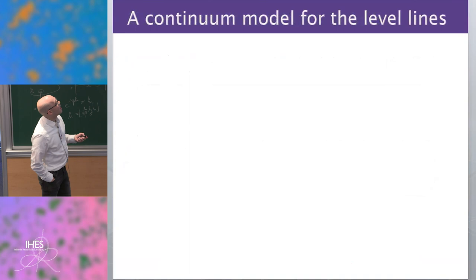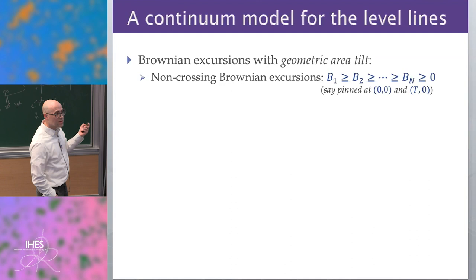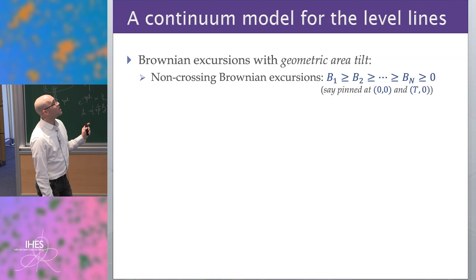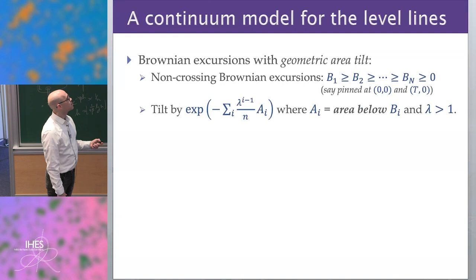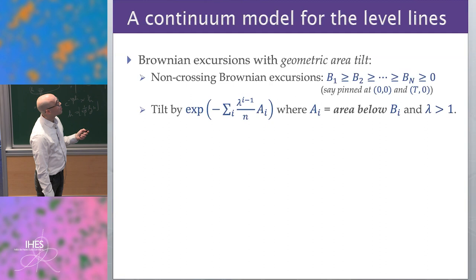And now let me zip through some slides on how we expect this to be in the continuum, because even that is not well understood. I'm going to do this very quickly. You can cook up the following description. You take the following model in continuum. You have n Brownian excursions. They lie one on top of the other, like this. The first one, B_n, is an excursion, and then you have Brownian bridges non-crossing above it. And now you're going to tilt it in a way, let's ignore this 1 over n here.